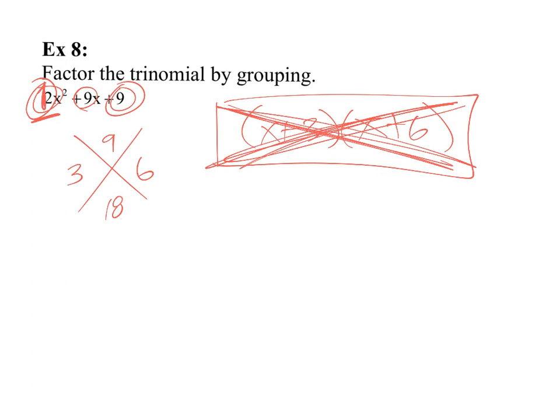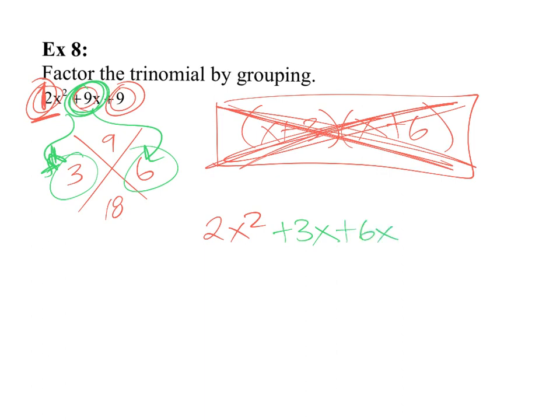So the first thing I have to do is write the first term. And the middle term is going to break up using these two values. So the middle term breaks up into 3x plus 6x. And then I have the last term, plus 9. So now I have a 4-term polynomial. And how are you going to factor that? Well, 4 terms. Let's use the grouping method. We're going to group.